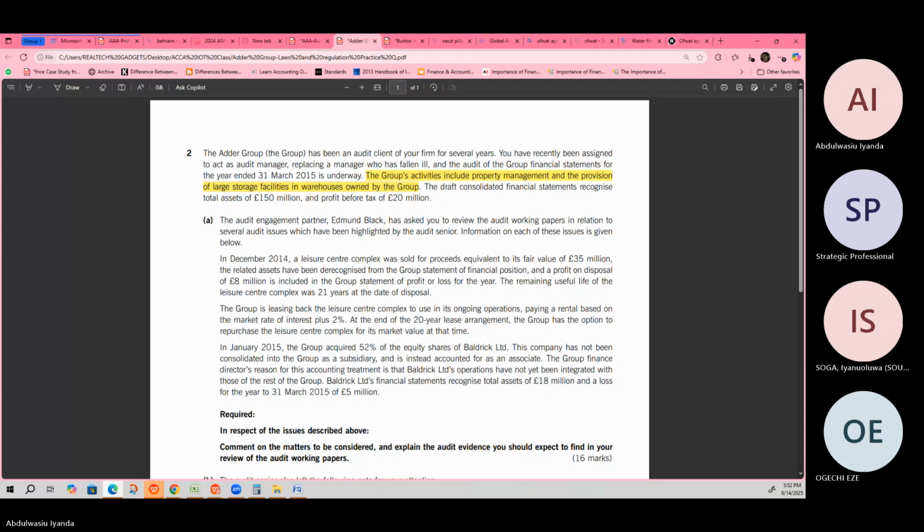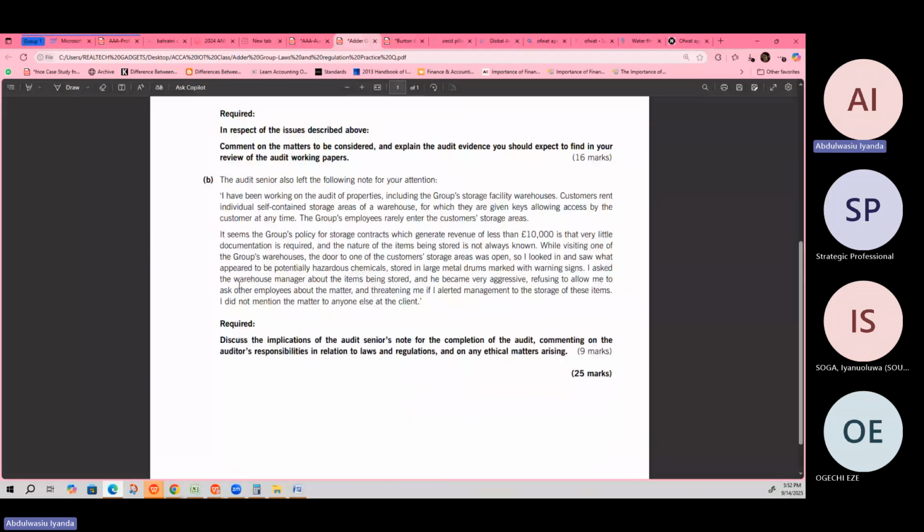Now we know what they are doing, so let's go to part B. You are working on the audit of property, including the storage, where customers rent individual self-contained storage areas of the warehouse, for which they have been given a key, allowing access by the customer at any time. So it's going to be like a big warehouse, and in this warehouse everybody will have his own location.